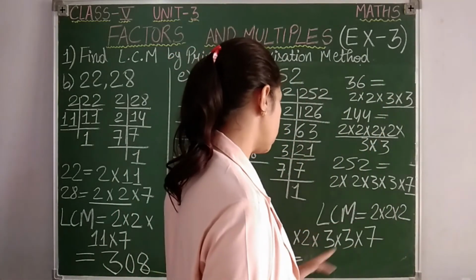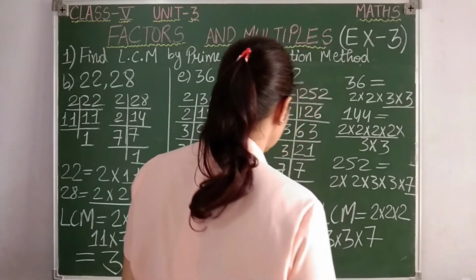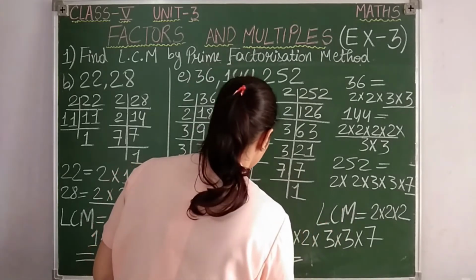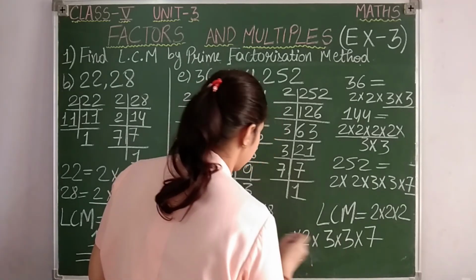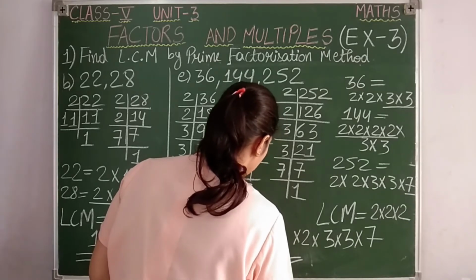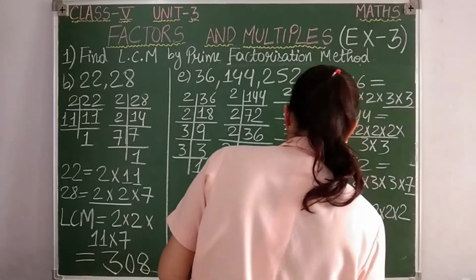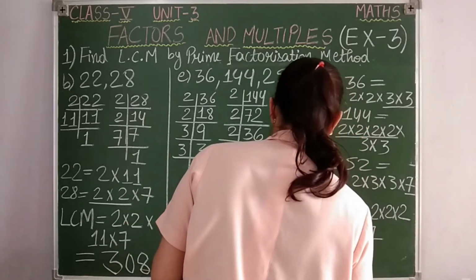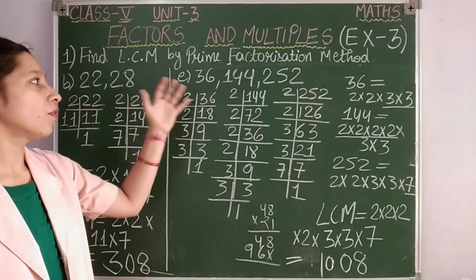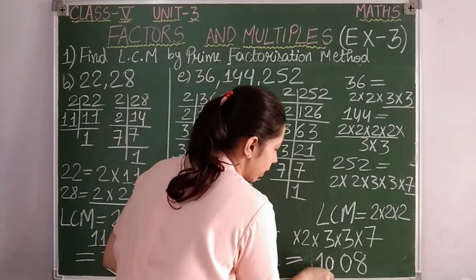So 2 twos are 4, 4 twos are 8, 8 twos are 16, then 3 threes are 9, then 9 sevens are 63. So I will be multiplying them. 16 times 63 gives 1008. I got 1008 as the LCM of 36, 144 and 252, students. So my final answer is 1008.